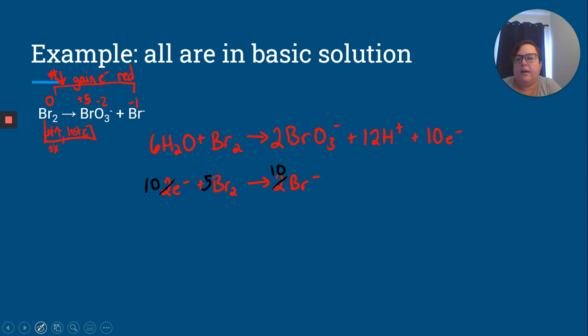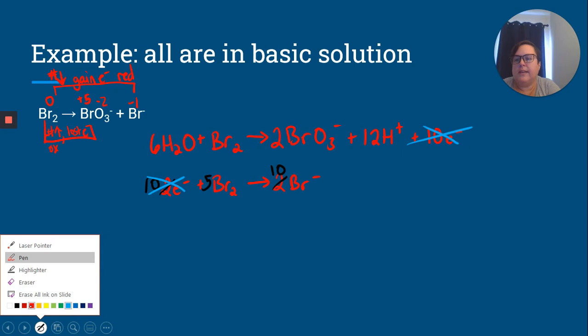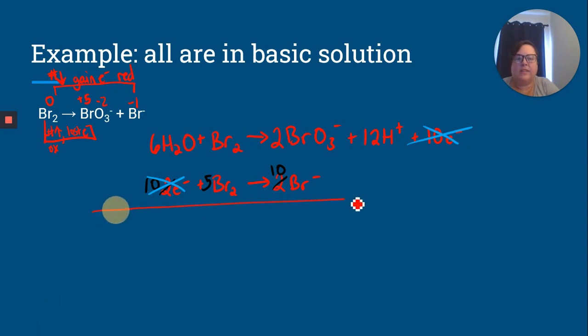And then our electrons would cancel, which is what we want. Nothing else is in common, so we can't do anything but add this reaction together. So we have 6H2O plus Br2, and then 1 and 5, that would be 6 total.